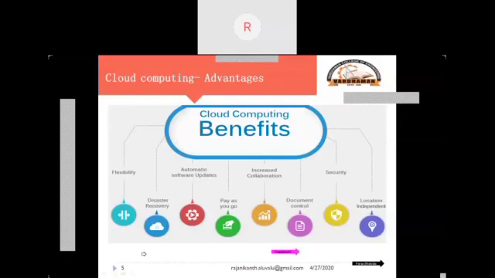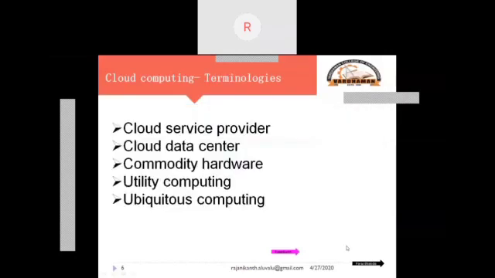The common terminologies that we use with cloud computing. The first one is cloud service provider. I'm using this word frequently. Whom do we call a cloud service provider? An organization which provides the cloud infra, which provides the computing services through the cloud. We call them a cloud service provider.